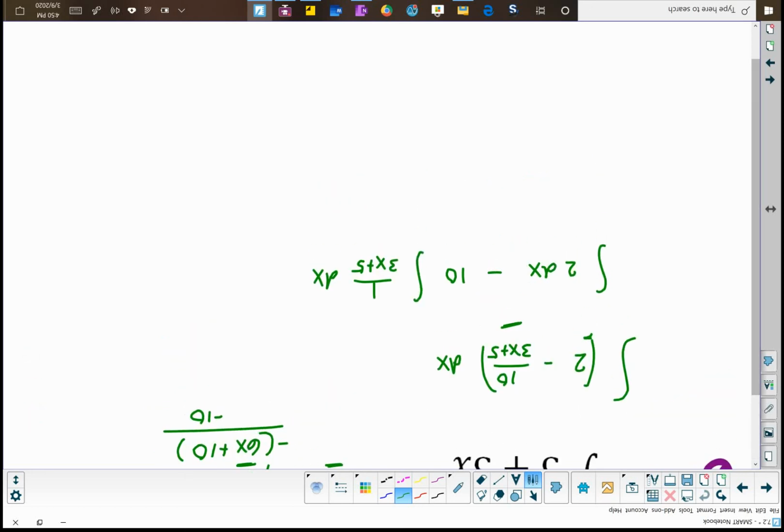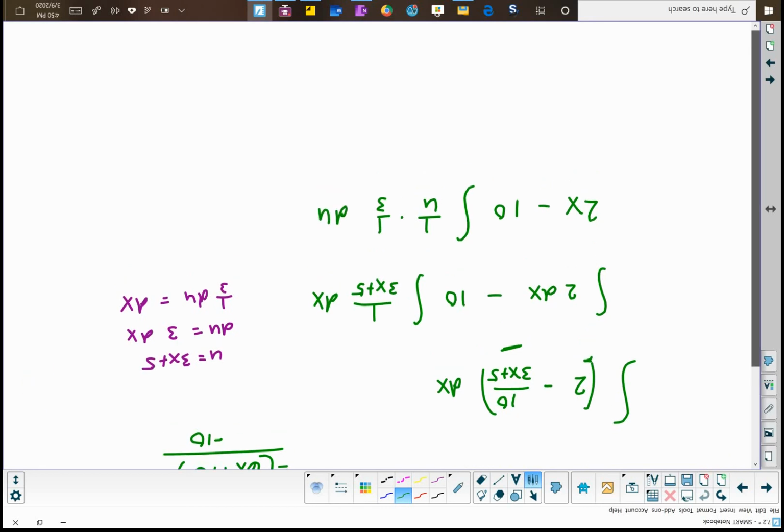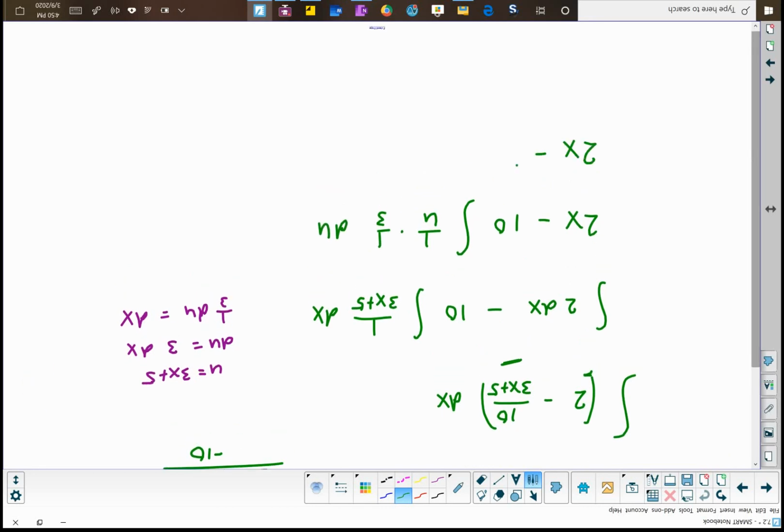Okay, so let's do substitution over here. So I have u is 3x plus 5. Du is 3dx. I have 1/3 du equals dx. So here, the antiderivative is 2x minus 10 times the integral 1 over u times 1/3 du. So really that's 10/3. So I have 2x minus 10/3 natural log absolute value of u plus c, and finally plug u back in.